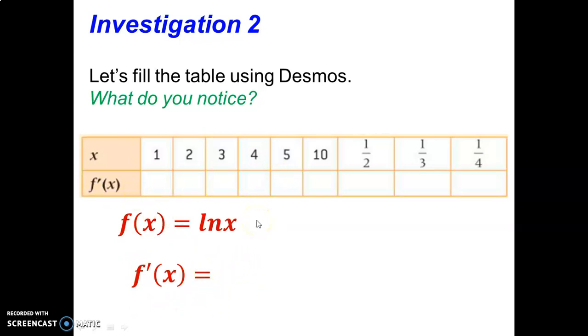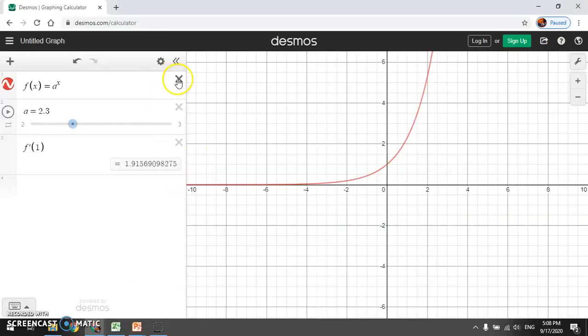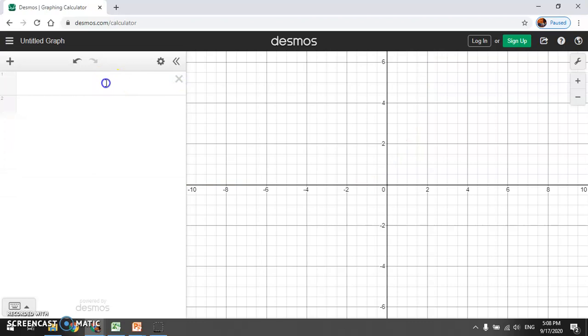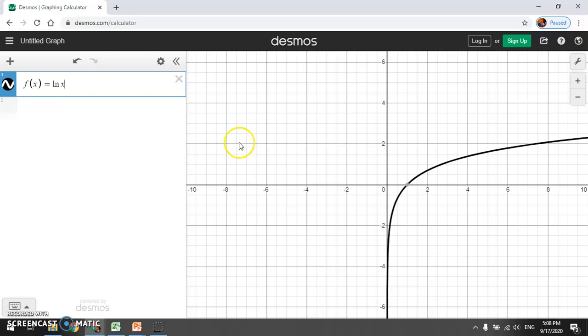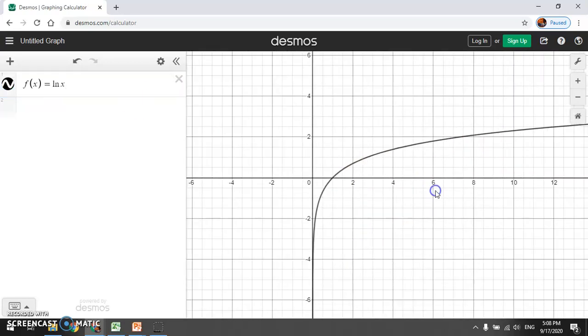So our steps are to go to Desmos. I'm going to enter the ln x function. Let's see what it looks like. So clear this out. We're done with this part. f of x equals natural log of x. Okay, there's the natural log function. That looks about right, like a log function. Then I'm going to add a table.